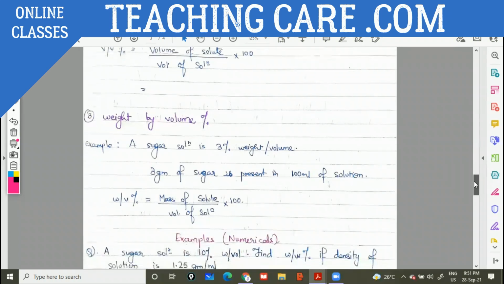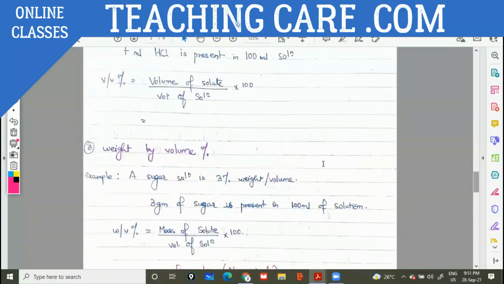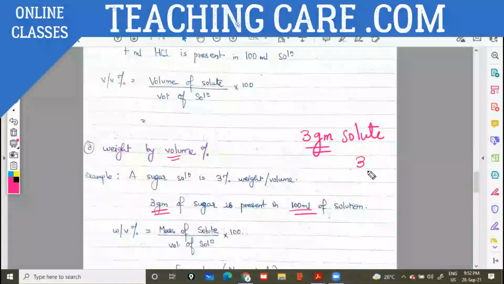Ma'am, can you explain the sugar one again? Here you have to find the weight by volume. Weight always comes in gram, right? So the weight given is 3 gram. 3 gram of the solute, that is sugar, is taken as the solute. The solution here is given as 100 ml. Solution will be volume. So 3 gram upon 100, that is volume.